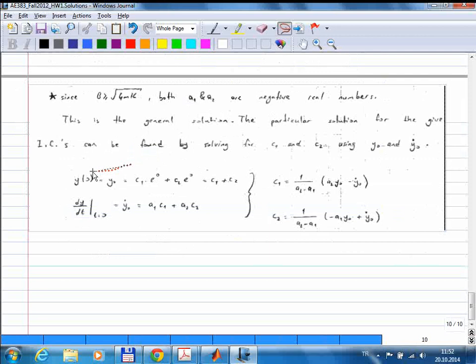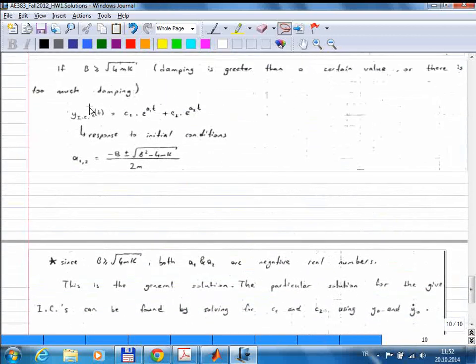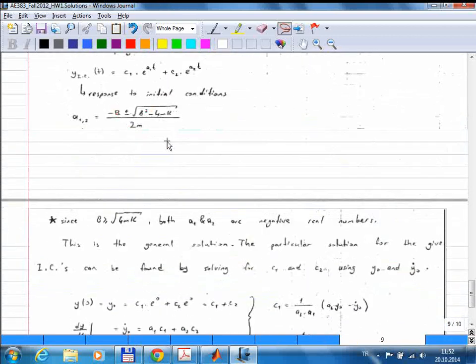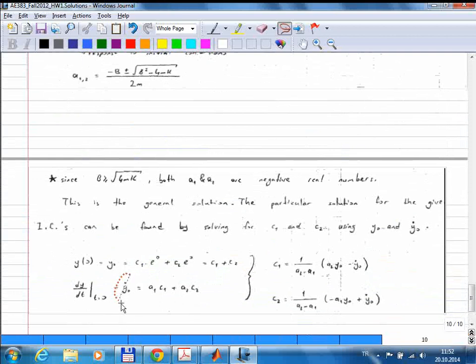To find these coefficients, you need to apply the initial conditions. You first insert 0 for t, and the output should be equal to y0. This was given, so here you have one equation for C1 and C2. To use the second initial condition, you differentiate the solution with respect to time, insert the initial condition for y dot, and you get a second equation. From these two equations, you can solve for C1 and C2.